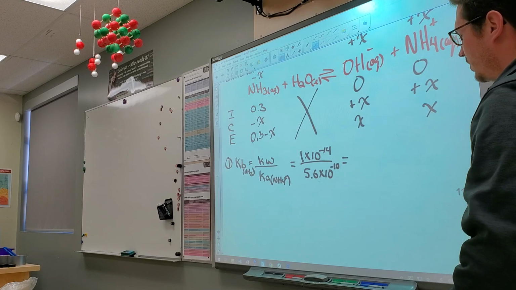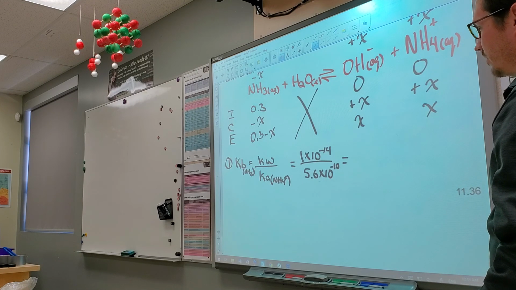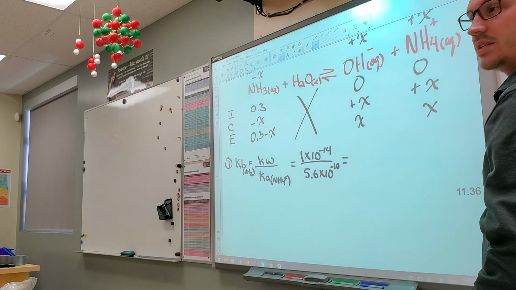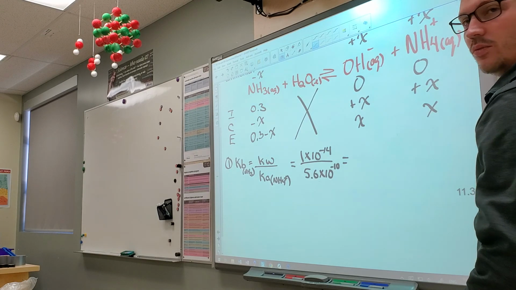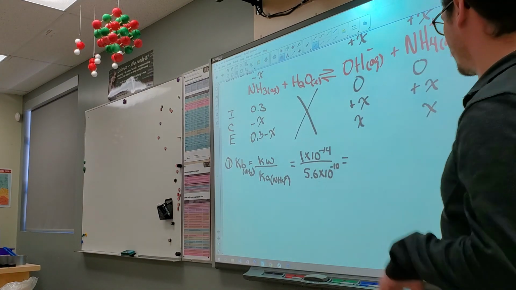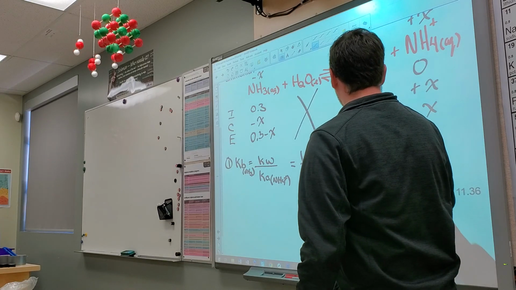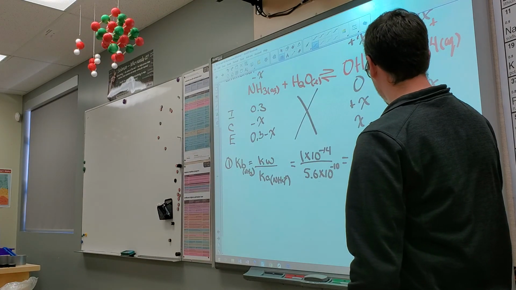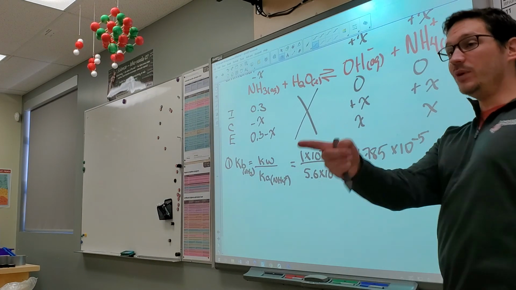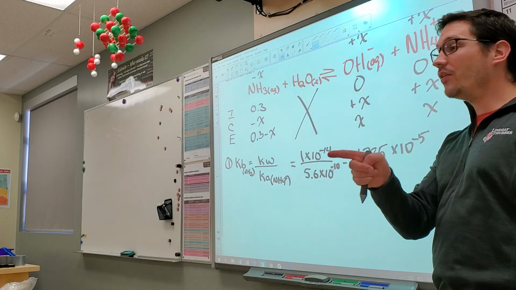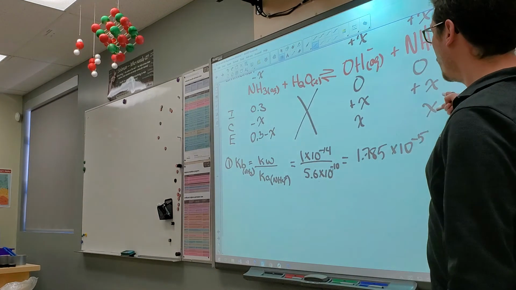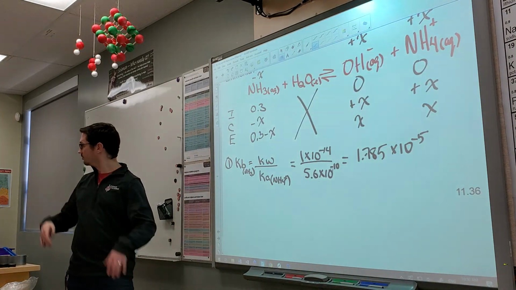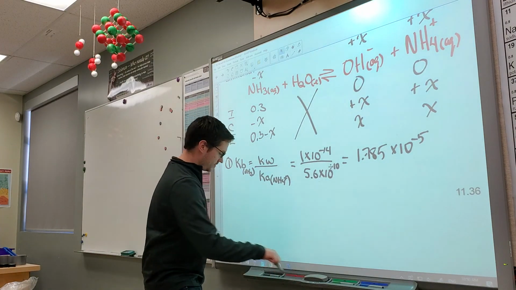Okay, what's this going to be? It's going to be 1.8 times 10 to the negative 5, I think. Is that pretty close? 1.785, right? Taking two extra digits, times 10 to the negative 5. Perfect. Hey, we know what Kb is now. Now that we know what Kb is, we can solve this using our approximation rule, right? So let's do that.